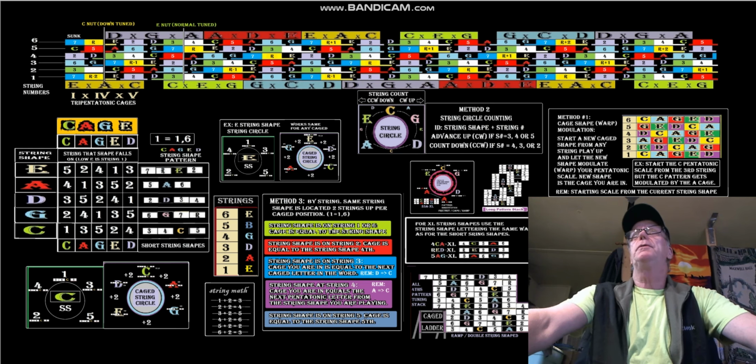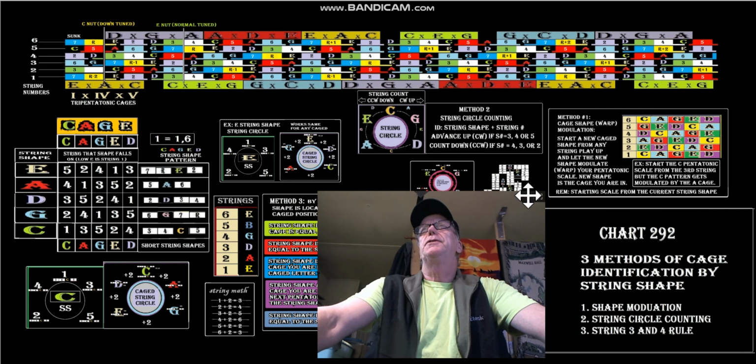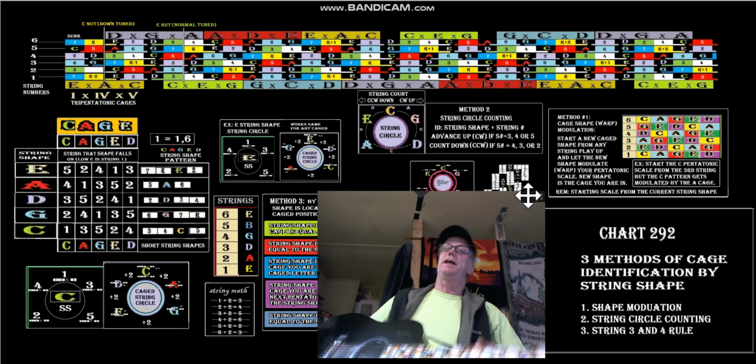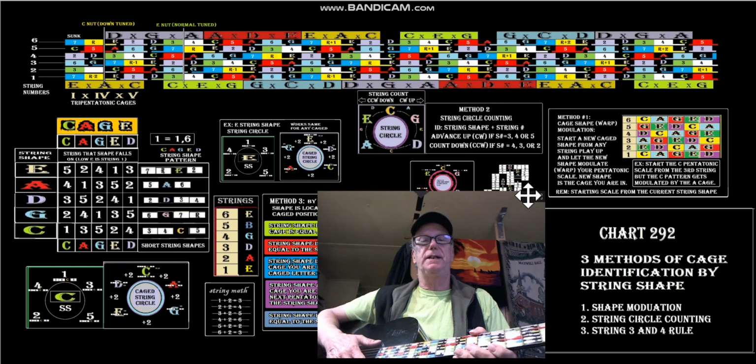I've put together a real good chart today, and it's chart 292: 3 methods of cage identification by string shape. By cage identification we mean, what cage are we in? Are we in the C cage, the A cage, the G cage, the E cage, or the D cage?